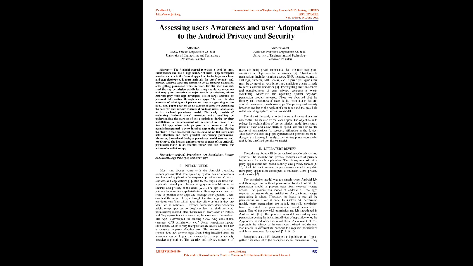Keywords: Android, smartphone, app permissions, privacy and security, app developer, malicious apps. Introduction: Most smartphones come with the Android operating system pre-installed. The operating system has an enormous user base and application developers to provide state-of-the-art services and applications. 1. Due to the huge user base and application developers, the operating system should retain the security and privacy of the users. 2. The App Store is the primary location for app distribution.